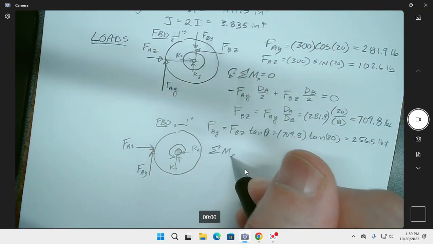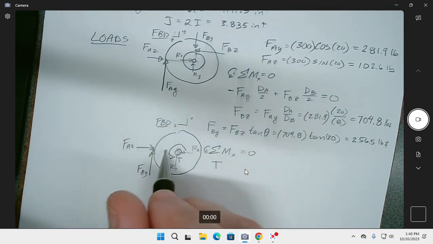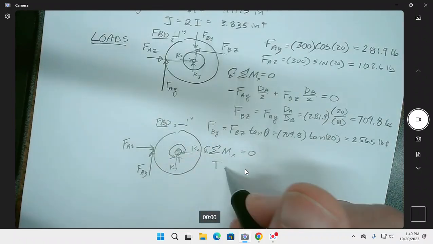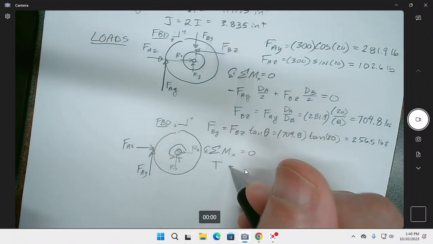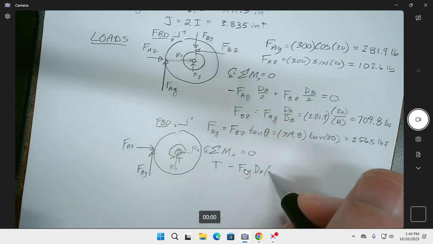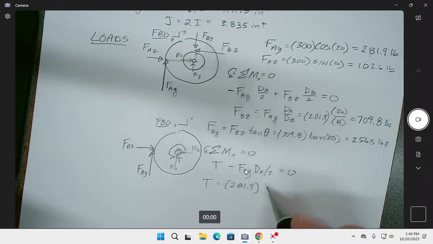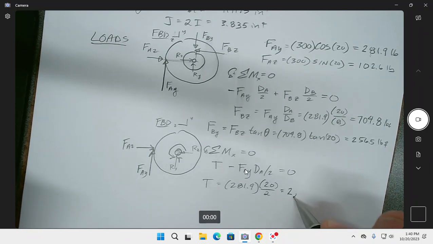Doing the same sum of the moments about the X, but this time we have a torque that's going to be inside there. It's going counterclockwise, so I made that one first and made it positive. Minus my FAY times dA over 2. I need that 2. So the torque is going to be the 281.9 from up here times my diameter, which is 20 divided by 2. And so I think I can do that in my head, almost: 2,819 inch-pounds force.